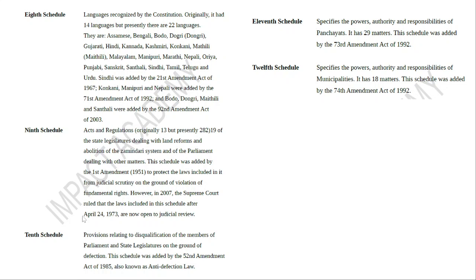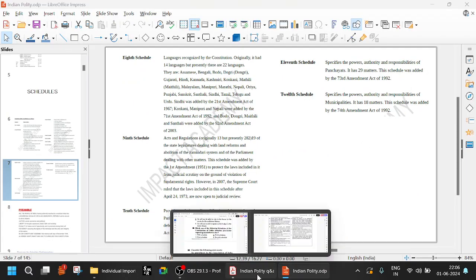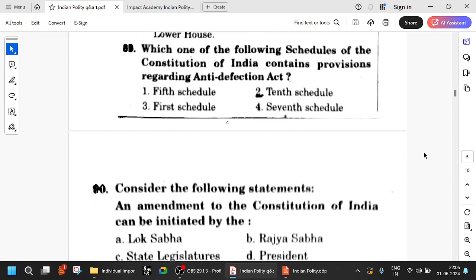This schedule was added by the 52nd Amendment Act of 1985, also known as the Anti-Defection Law. Very important. 10th schedule, 52nd Amendment Act of 1985. 11th is about panchayats. 12th is about municipalities. 29 matters, 18 matters, 73rd, 74th Amendment Act of 1992. So all these schedules you have to literally have by heart. We are talking about anti-defection law, 10th schedule, 1985.